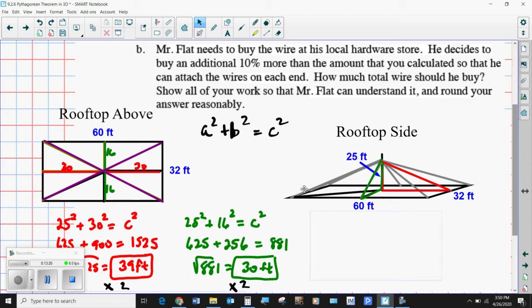So your next task is to figure out what is the distance from here to here. So we're going to take this dimension right there, which is 16 feet, and this dimension, which is 30 feet, and use Pythagorean theorem for that. Go ahead and pause the video, see if you can figure out what this is.